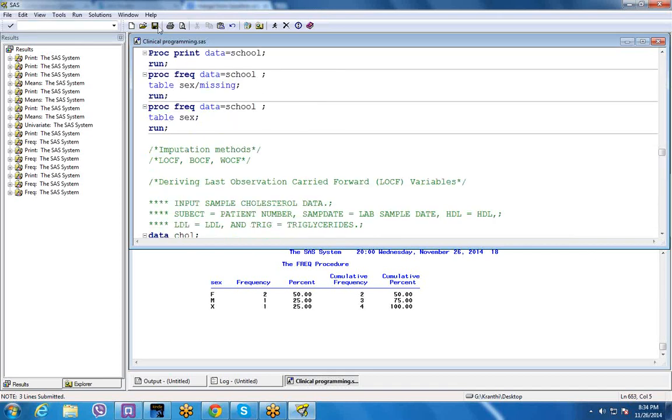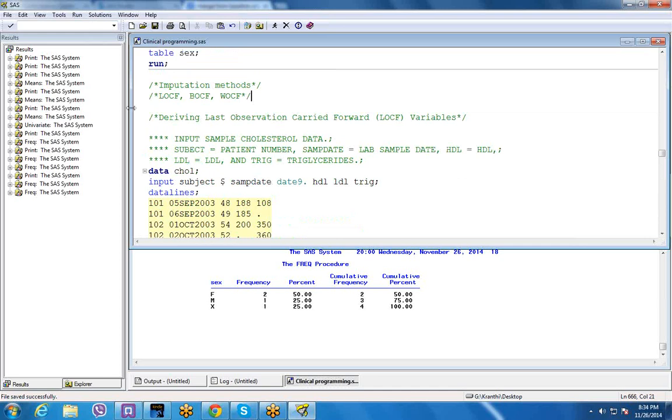Let us see this example. There are different imputation methods out there. Imputation method means in the place of blank, if you are doing some calculations on the missing value, then obviously your result will be missing or you will get an erroneous result. So you have to add some value in the place of missing.